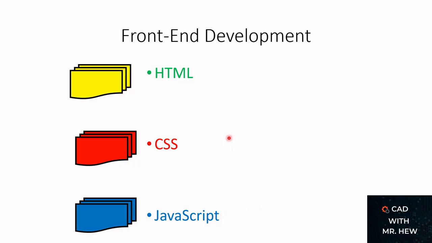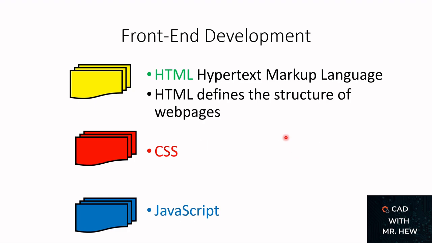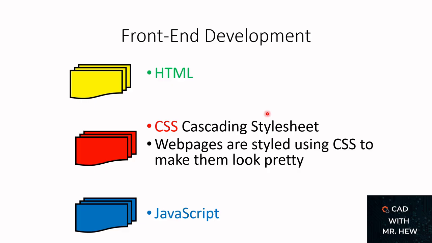All right, so we've been looking at the terms HTML and CSS and JavaScript. Let us now define what these terms mean. So HTML means hypertext markup language. CSS means cascading style sheet. Now, the hypertext markup language defines the structure of web pages, while the CSS, which means cascading style sheet, web pages are styled using CSS to make them look pretty.